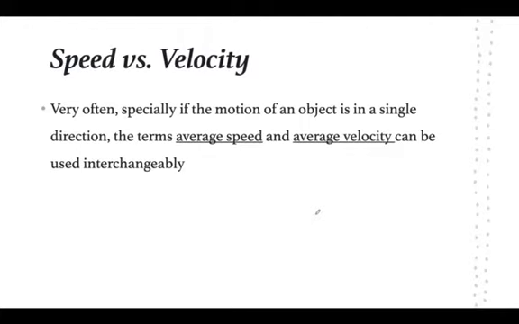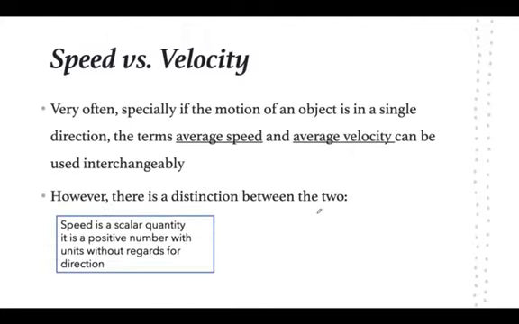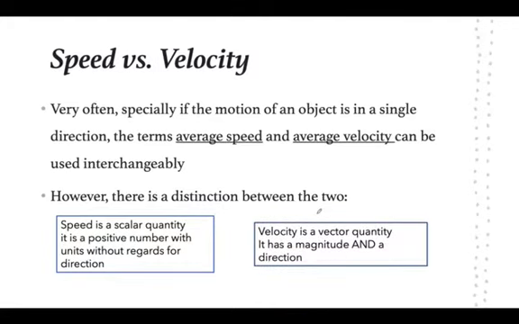Now, sometimes speed and velocity are referred to as the same thing, especially if the motion is in a single direction in a straight line. Then the terms speed and velocity can be used interchangeably. But there are a few differences between the two. Speed is a scalar quantity which only takes into consideration magnitude, while velocity is a vector quantity that takes into consideration magnitude and direction.